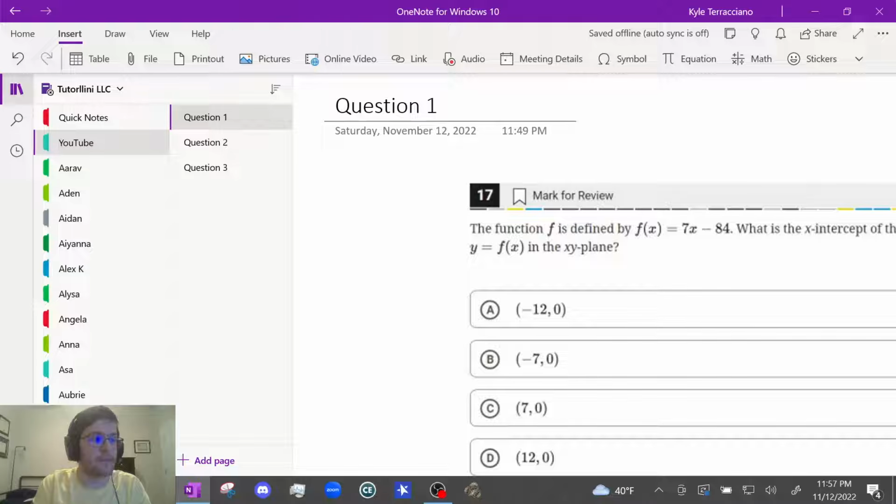Today we will be going over lesson number 3 on how to use Desmos for the digital SAT math. Intercepts. Let's get started.